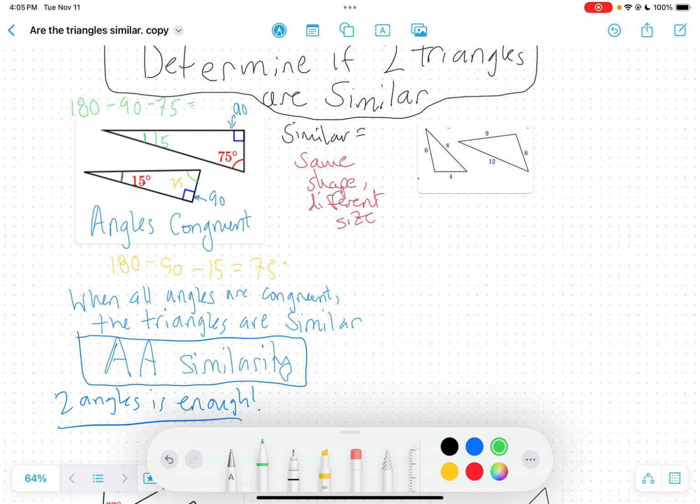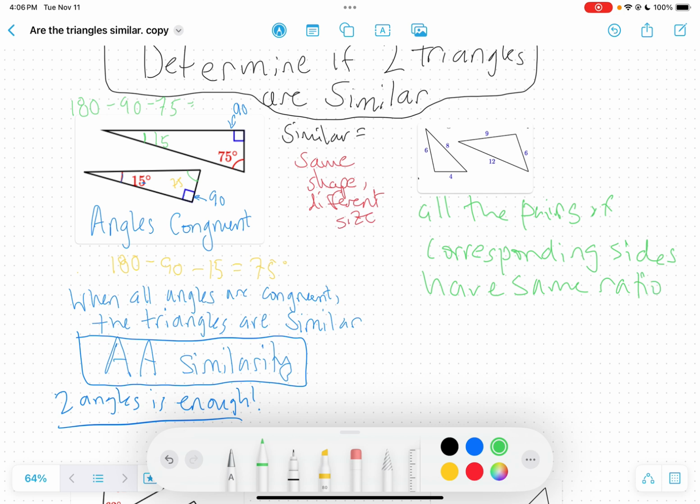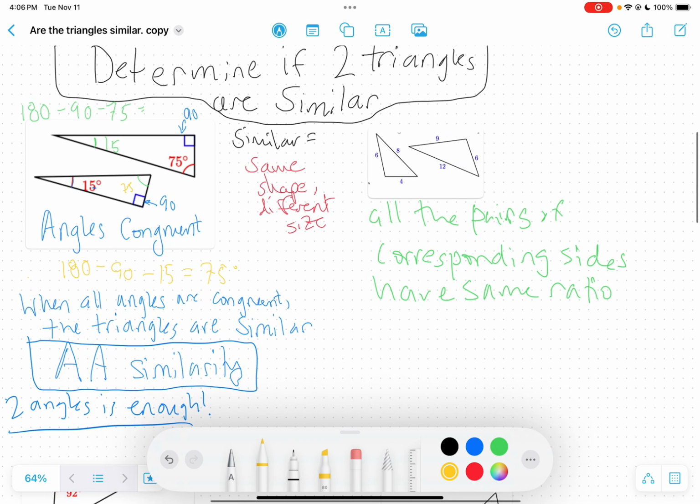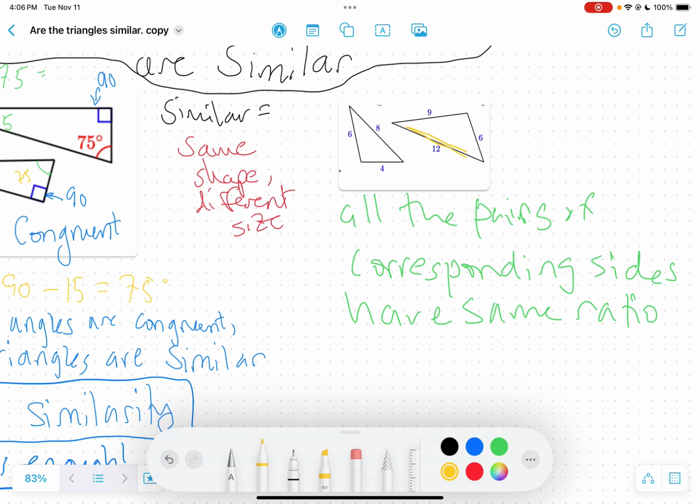The other type of similarity is if all the pairs of corresponding sides have the same ratio. The way we check that is we need to line up the sides and make sure that we're finding the ratios of the corresponding sides. When they give me all of the sides like this, I can just match them up by size and check. So 12 to 8 will be one of my ratios, and I can divide that out and see that I get 1.5. So let's check my other pairs of sides.